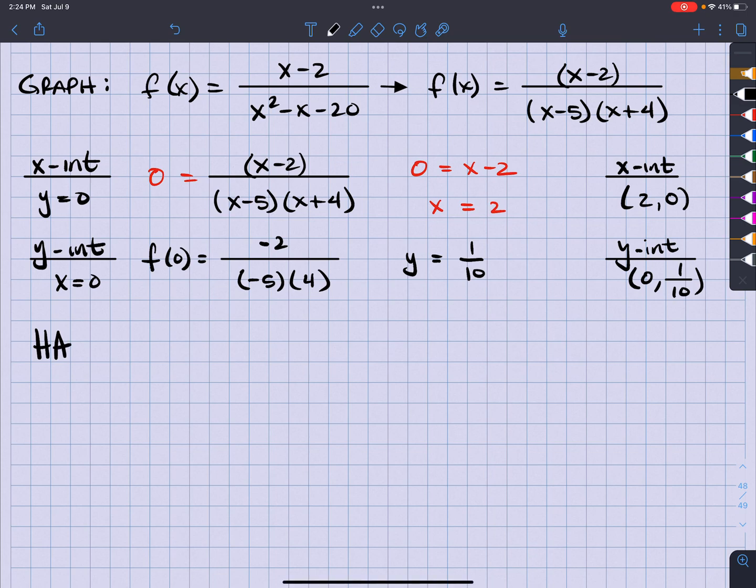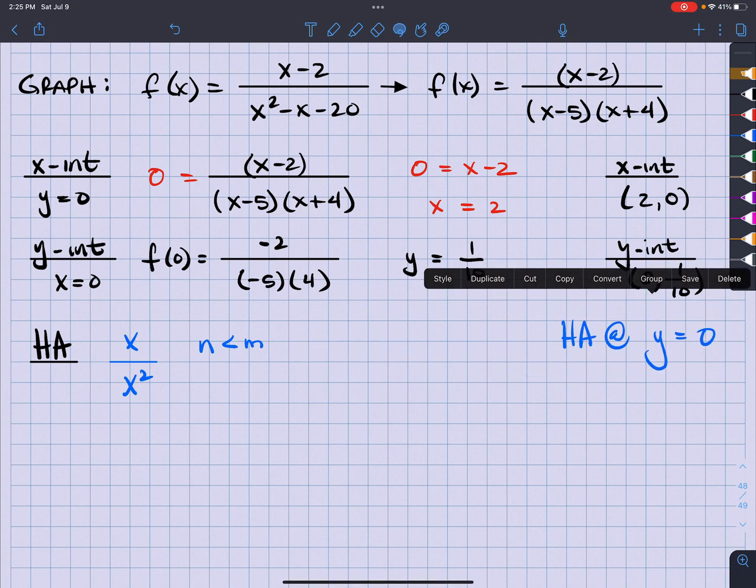When I'm looking for my horizontal asymptote, I'm comparing the highest power on the top, which is going to be x, and the highest power on the bottom, which is going to be x squared. So that tells me that n is less than m. How does that help me? Well, it tells me that the horizontal asymptote is occurring at y equals 0, because as the power goes higher and higher, this ratio is going to get closer and closer to 0. So the horizontal asymptote is at y equals 0.